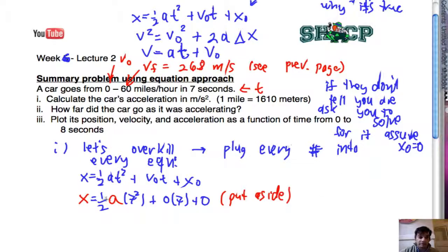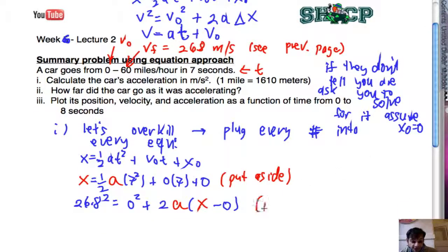So let's do it. Our next equation says v squared, so that's 26.8 squared equals 0 squared plus 2 times a times x minus 0. We don't know x final, we don't know a. So we're going to put this equation aside as well.